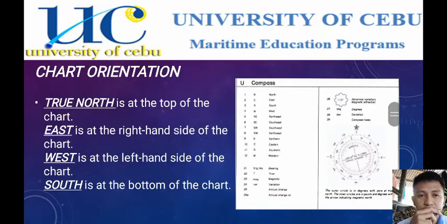Chart notation: true north is at the top of the chart, and east is the right hand side of the chart. The west is at the left hand side of the chart, and south is the bottom of the chart.